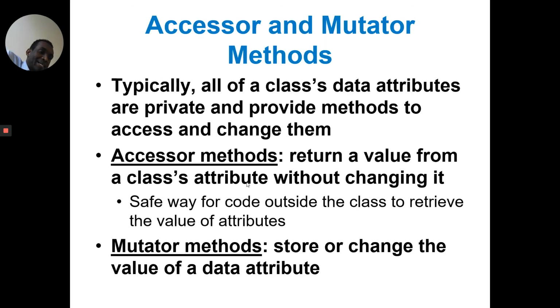Typically, all of the class's data attributes are private, and you provide methods to access and change them. When we say data attributes, we are talking about the state, things that come with it, right? And the methods are the behavior. What do you do with that data attribute? Accessor methods return a value from the class's attribute without changing it. So it's a safe way for code outside of the class to retrieve the value of the attribute. The mutator method stores or changes the value of a data attribute.